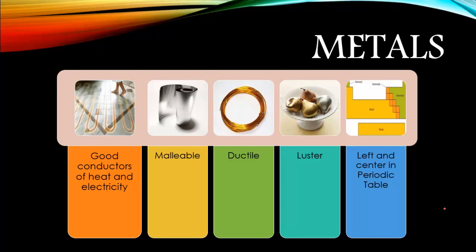The periodic table can also be separated into sections. First we have the metals. Metals are good conductors of heat and electricity. They are malleable, so you can hammer them into thin sheets. They are ductile, so they can be pulled into thin wire. They have luster, so they are shiny. They are located in this region here. Anything that's this yellowish color is a metal. You can see most of the elements that we have found have been considered metals.